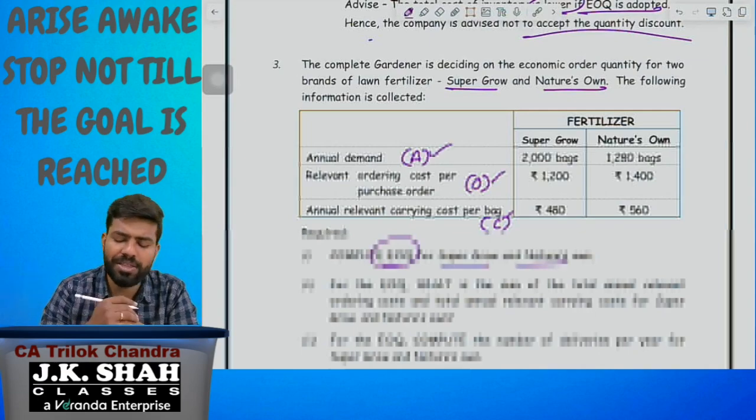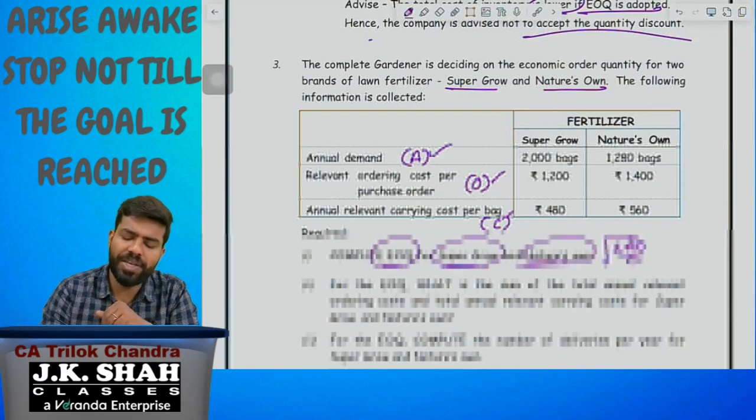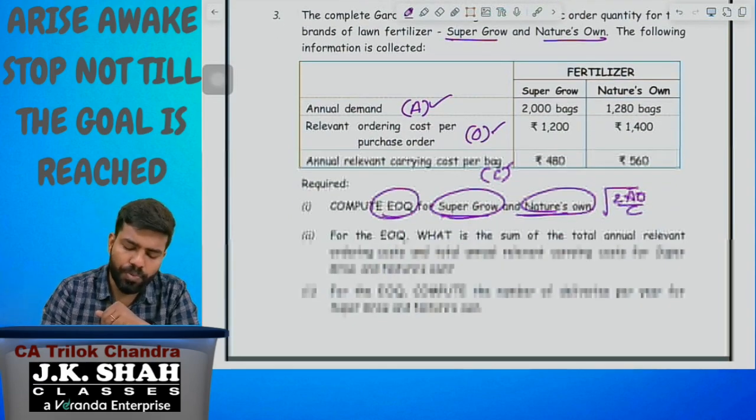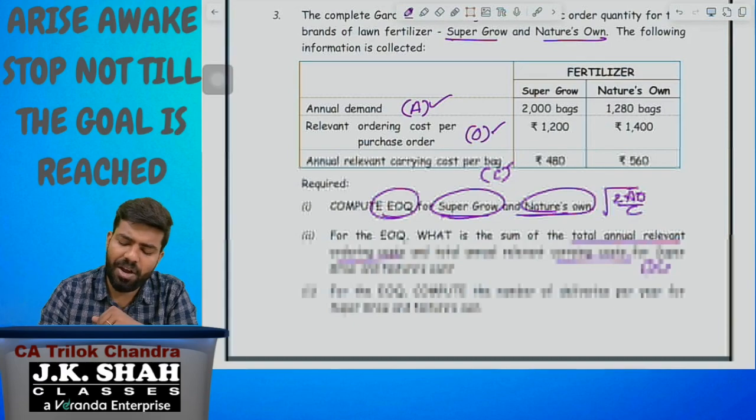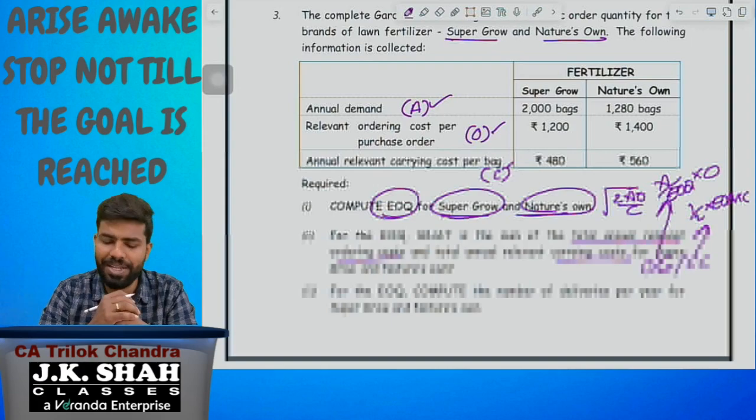A, O, C. All the three factors are known. The formula is root of 2AO divided by C. Using this, we can calculate EOQ of Supergrow, EOQ of Nature's Own. Clear? Next. For the EOQ, what is the sum of total annual relevant ordering cost and total annual relevant carrying cost for Supergrow, Nature's Own? Ordering cost formula: A divided by EOQ into O. Carrying cost formula: half of EOQ into C. Very simple question. Apply the formula, get the values.